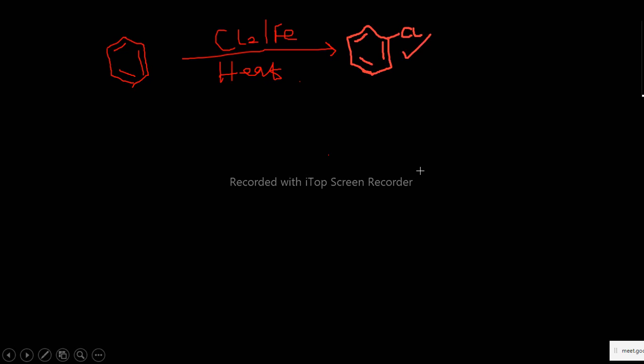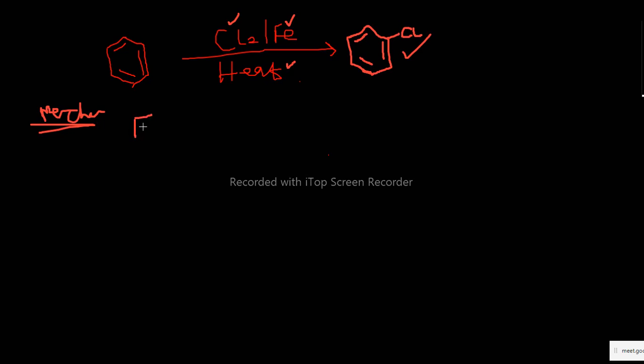Strictly, even without saying your mechanism, you earn 1 mark for completing. So now the mechanism is going to be just simple. Here, I've not given you the halogen carrier. I've just given you chlorine and iron, and then the heat. So the first thing that you do is to synthesize a halogen carrier.